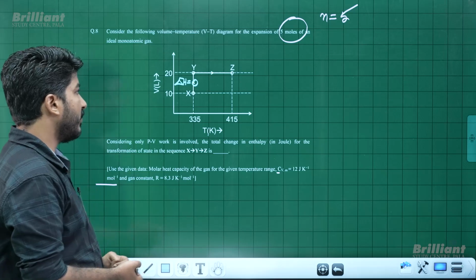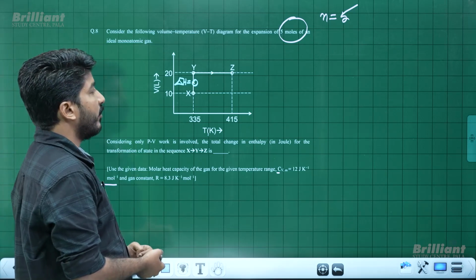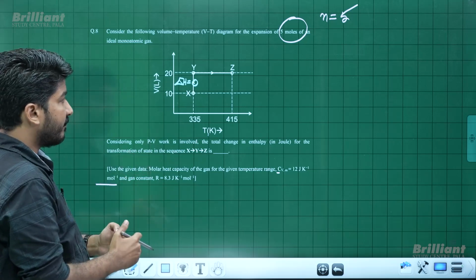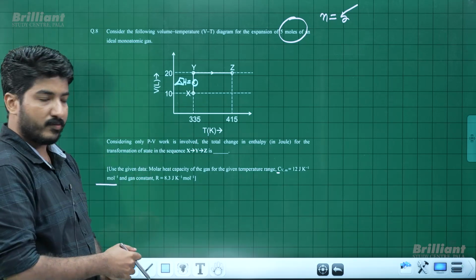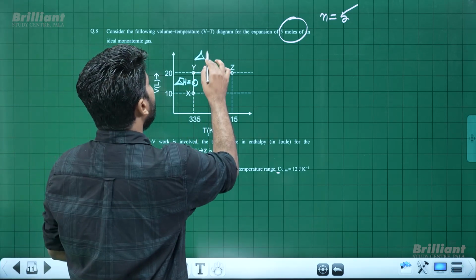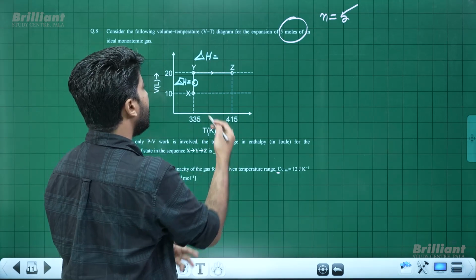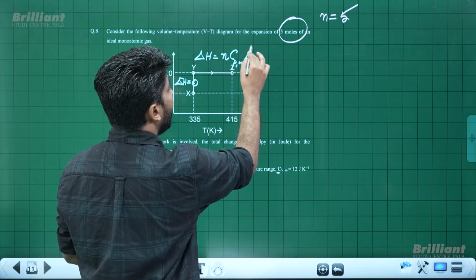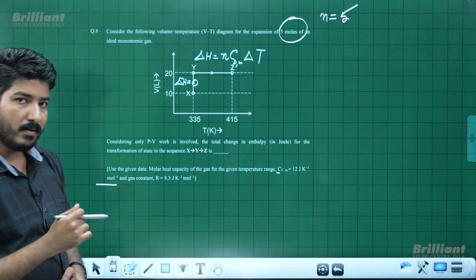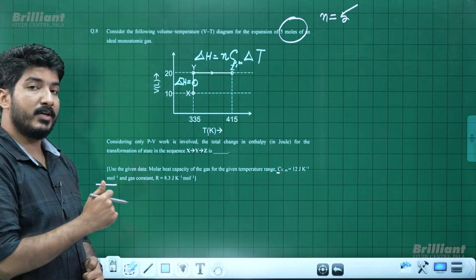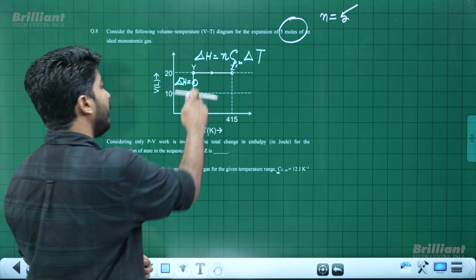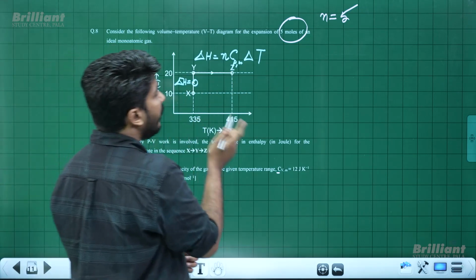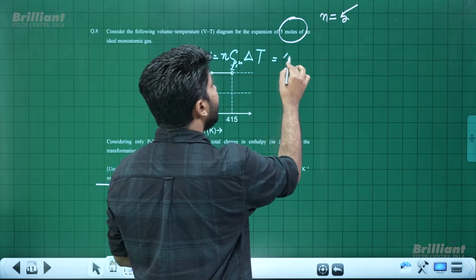Now, Y to Z, if we check, is an isochoric process, that is done at constant volume. So the temperature and pressure are varying. For this we can apply the general equation for the enthalpy of an ideal gas, that is n Cp delta T. So we can use the n Cp delta T equation to find the enthalpy change of the process Y to Z. What is the value of n? n is 5.